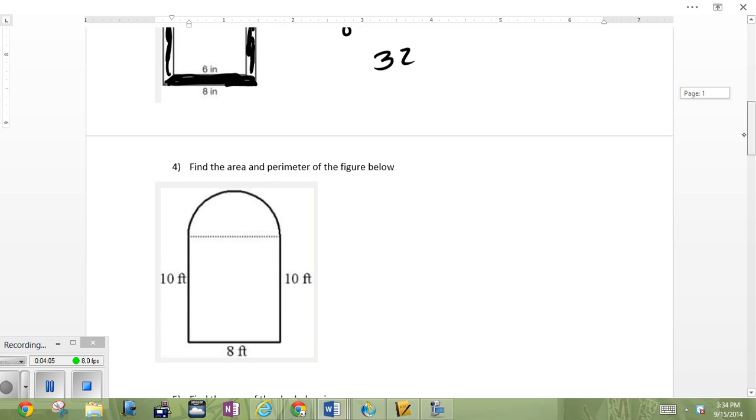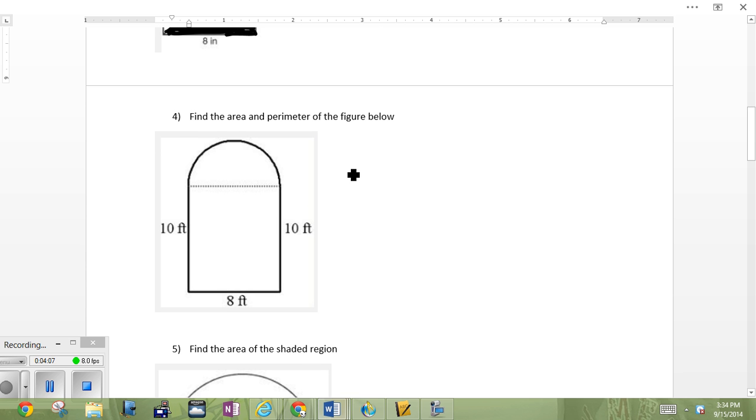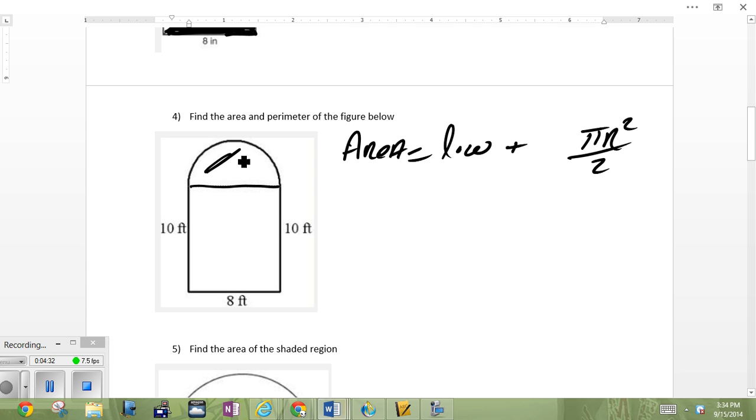Okay, here, any way you look at it, it's a rectangle and half of a circle. All right, so the area formula is going to be the area for the rectangle, which is length times width, plus the area for the circle, which is pi r squared, but only half of that, because I only have half a circle up here. Okay, so the length times width is 8 times 10.